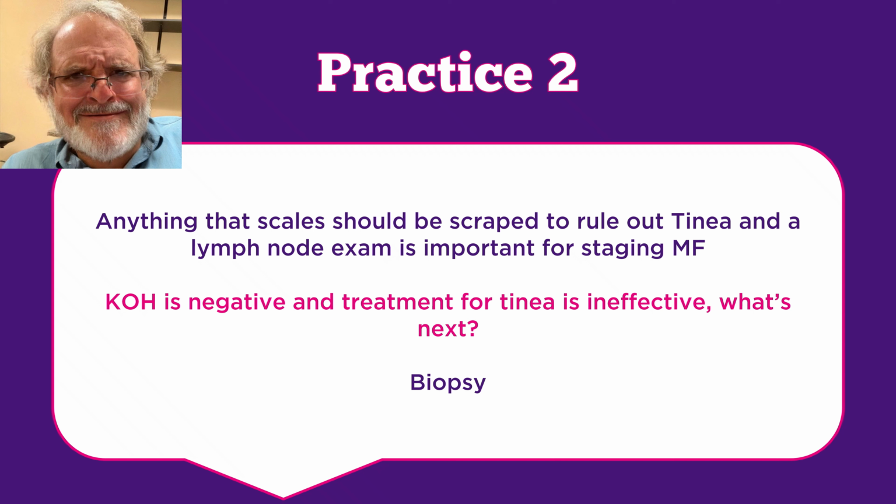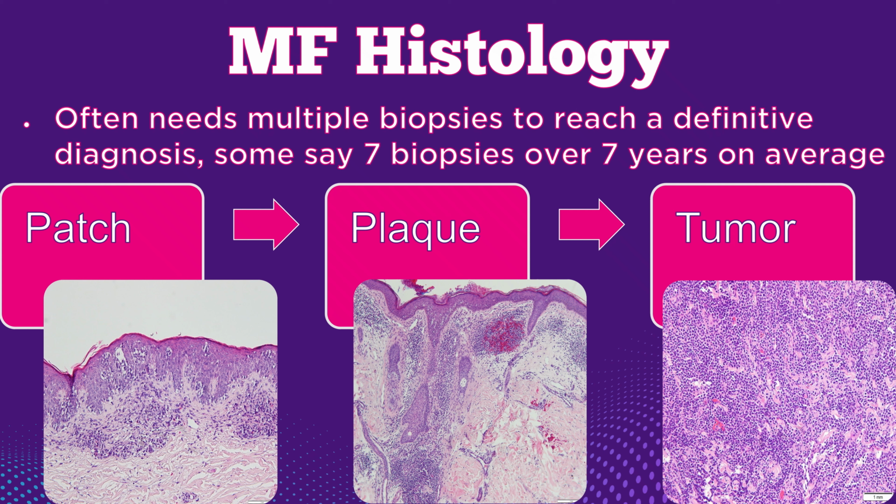So let's talk a little bit more about the histo findings and further workup needed. It's important to remember that MF often needs multiple biopsies to reach a definitive diagnosis. Some say it takes 7 biopsies over the course of 7 years on average. If your clinical suspicion for a lesion is high, don't be afraid to repeat the biopsy. But what will the biopsy show for Mycosis fungoides?